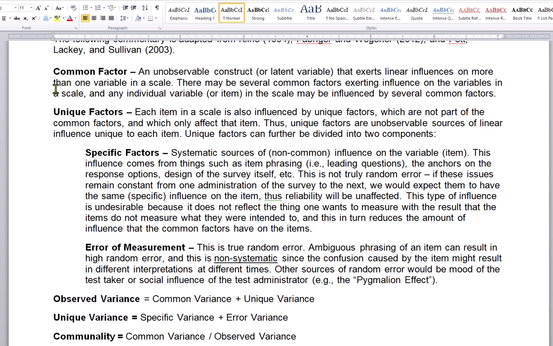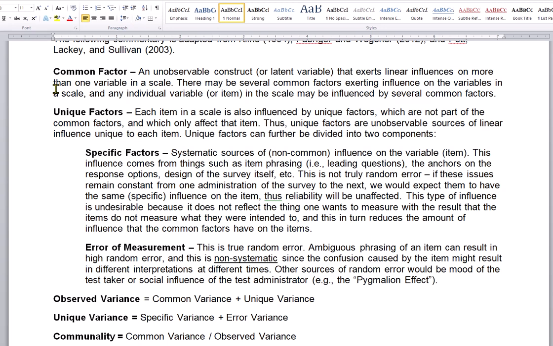And in that sense, the reliability of the scale will not change based on a specific factor source of unique variability, but it's still not a valid measure. So a specific factor of this nature does not affect the reliability of the scale, but it does affect the validity of the scale.